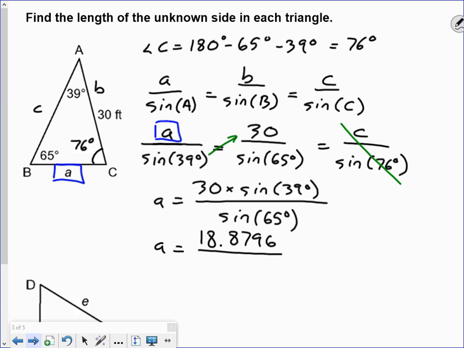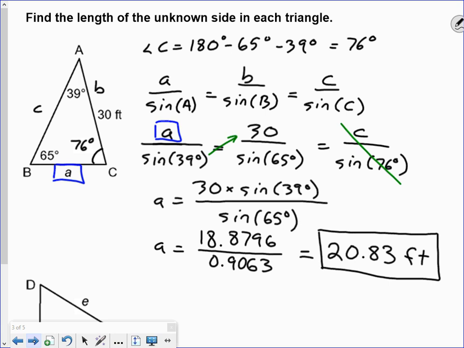Or you could break the calculation into two parts. We already know what the numerator is. Our denominator is going to be whatever sine of 65 is, so we could punch that in, 0.9063, and then do that division. 18.8796 divided by 0.9063 will get us 20.83. So that's our final answer, 20.83 feet. So if you're doing these intermediate calculations, you want to use 4 decimal places, like I've done here. Your final answer could be 1 decimal place, or it could be 2 decimal places.